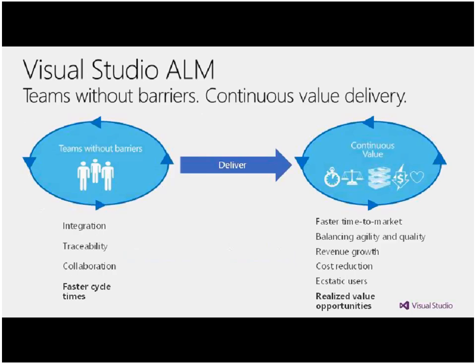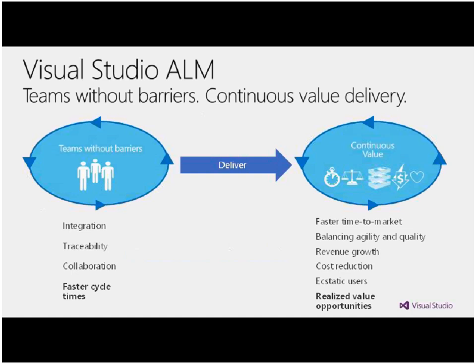So to finalize our conversation, I like this slide because it summarizes what Visual Studio is about. It's about ALM, teams without barriers, and continuous value delivery, right? We showed how with this integration, with this capability of doing traceability and using TFS as a collaboration hub, you can get faster cycle times that all drive to the right side, continuous value. Faster deliveries, balancing being agile while at the same time having enough scope and quality to go about your business. Revenue growth would be an indirect consequence, right? But it's an important one. And of course, cost reduction as you are faster to deliver things.